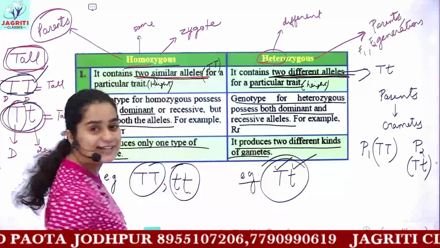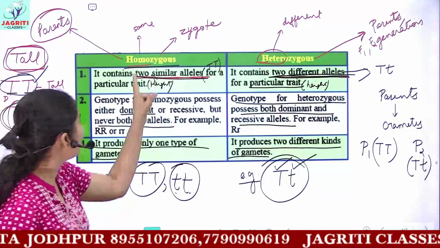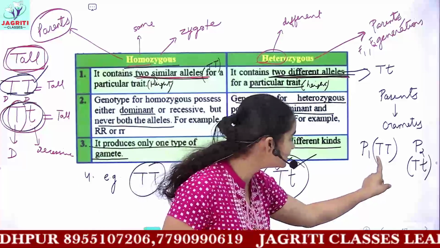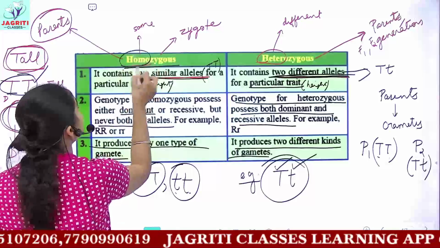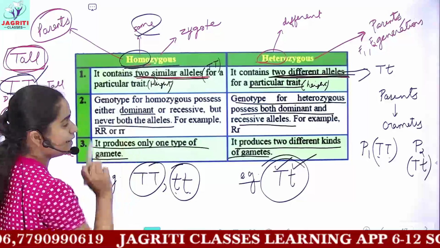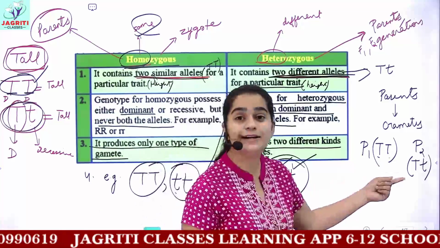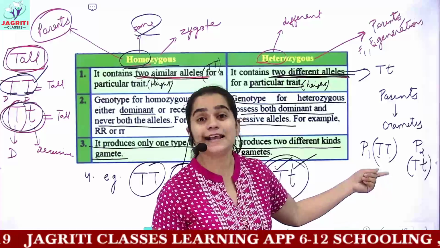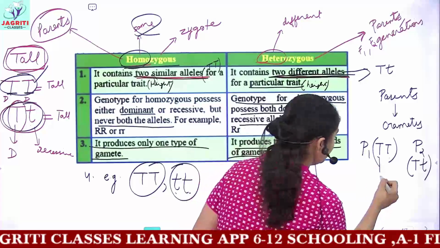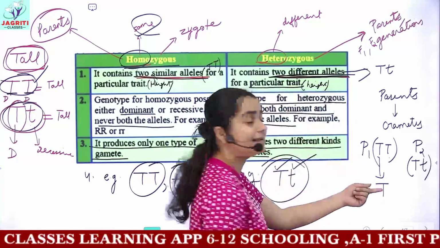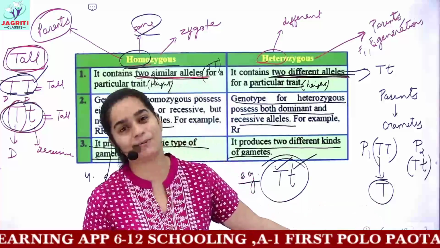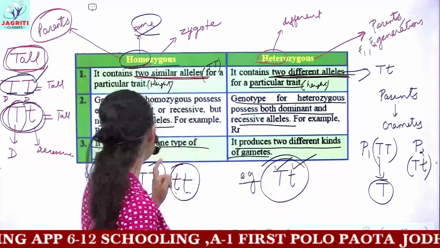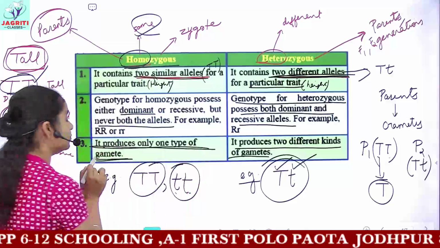Parent 1 has which kind of condition? Homozygous or heterozygous? Correct. Parent 1, because it is having the same alleles. Both the alleles are the same, and when you have the same alleles, you call it homozygous. So parent 1 is homozygous. Now when the gametes will be formed, you will have the formation of only one type of gamete. That is, all the gametes will have the allele capital T. So we are writing it produces only one type of gamete.